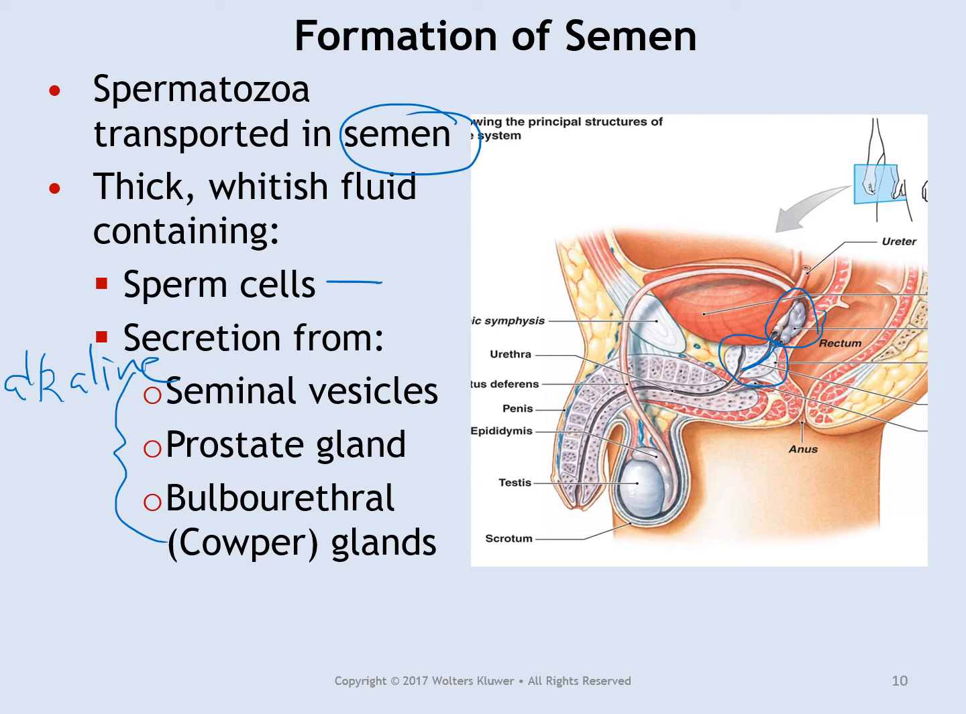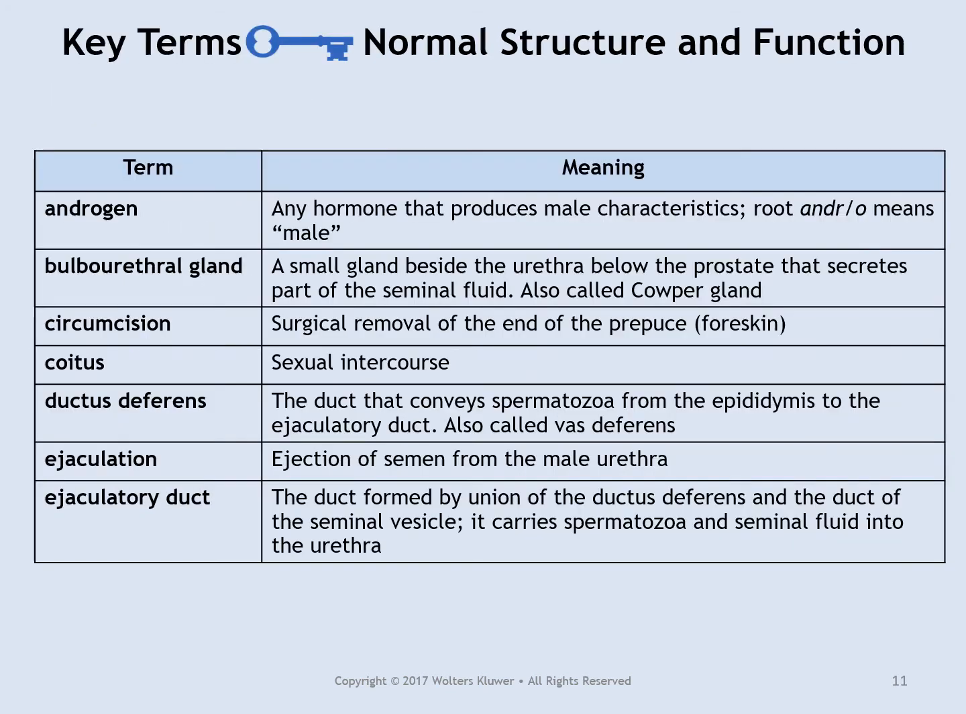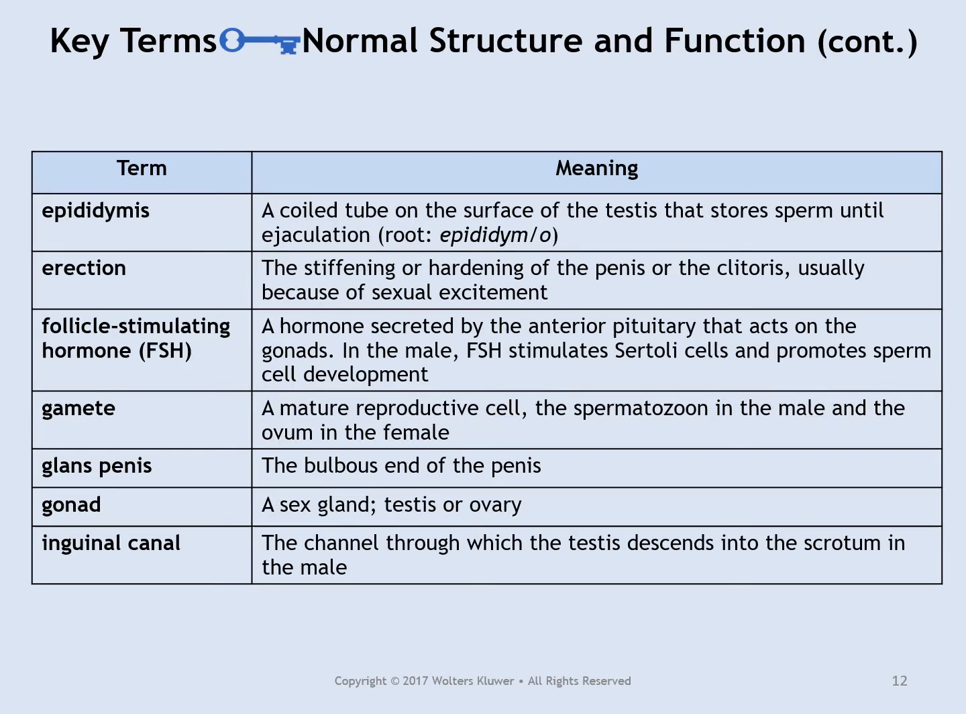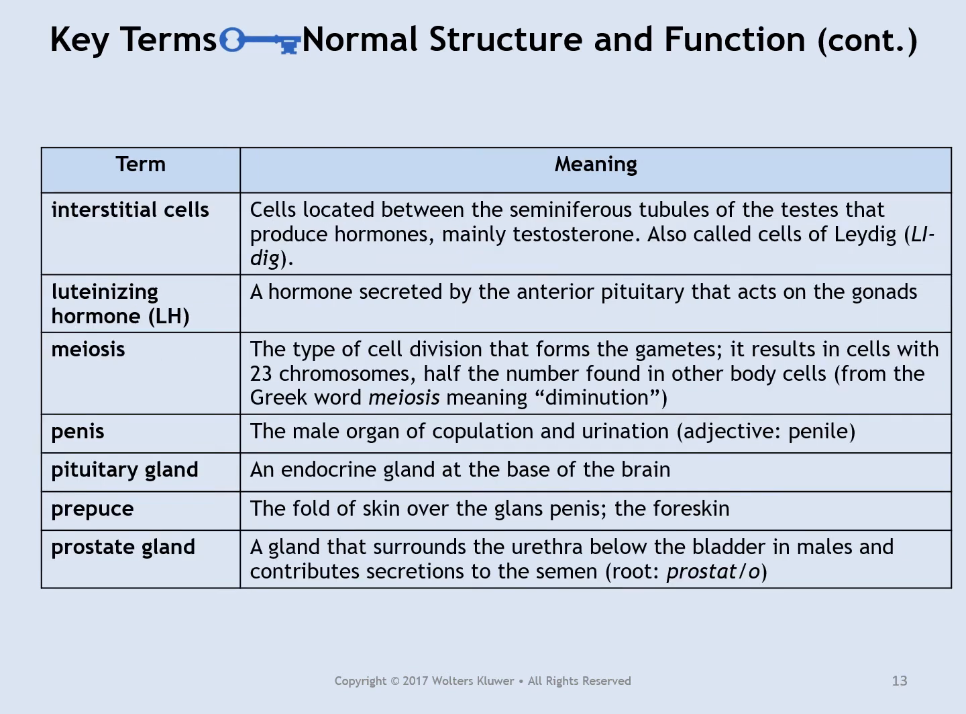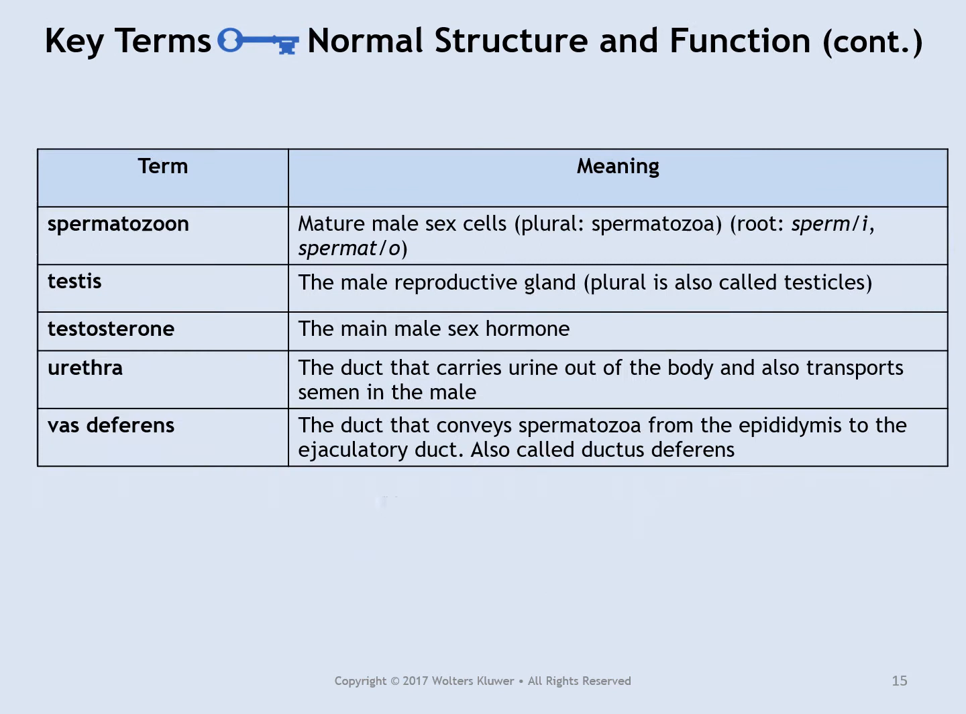And then the bulbourethral or Cowper's glands, again, 2 of these, they're these little bitty glands right here on either side of the base of the penis. These also make a very alkaline fluid that's going to clean out the urethra. So the whole idea here is to make sure there's no acid left behind from residual urine that would unfortunately kill off those sperm cells. Some key terms here referring to male anatomy. And that's basically it for the anatomy section for the male reproductive system. It's significantly less complicated than the female reproductive system.